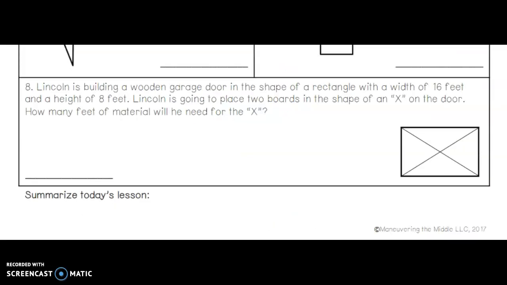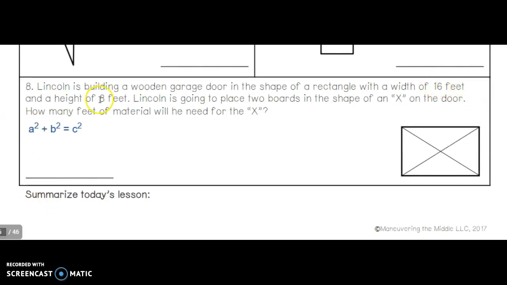Okay, Lincoln is building a wooden garage door in the shape of a rectangle with a width of 16 feet and a height of 8 feet. So that is your A and your B. And as always, go ahead and start with your formula. Go ahead and write your formula down. So 16 feet and 8 feet are going to be your legs because that is the width and the height of the door. Plug those values in, and then as you see it, key it. I want you to go ahead and find what the hypotenuse is for the diagonal distance of this garage door. After you've completed the work, resume the video, but go ahead and pause the video now.